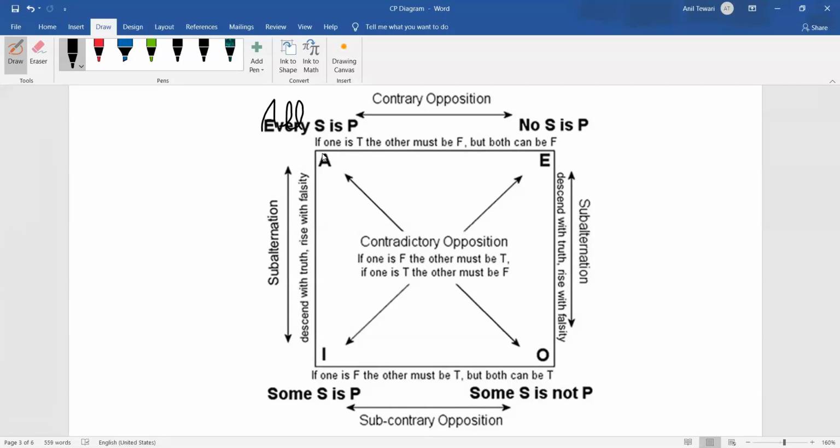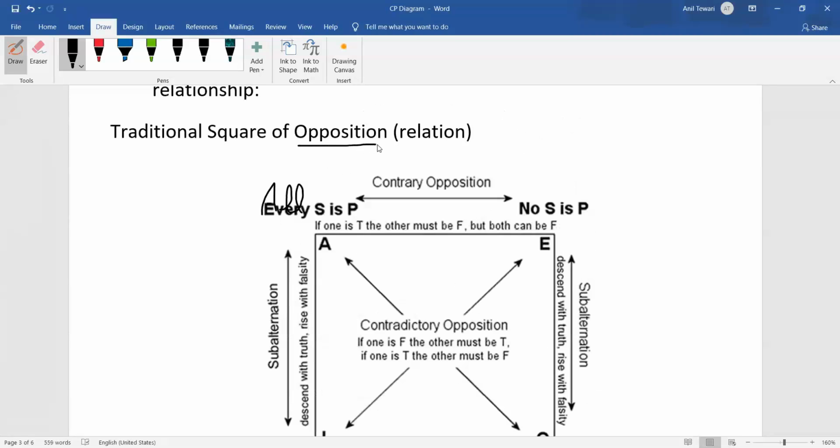What could be the relationship between all these four propositions? Now the relationship is called a relationship of opposition. Opposition is nothing but relationship. Don't take opposition in the literal sense. Here it is used in a rather metaphorical sense. So we are talking about the relationship, and that relationship is termed opposition in logic. So you should not worry about why or what is opposition. Opposition is nothing but the relationship.